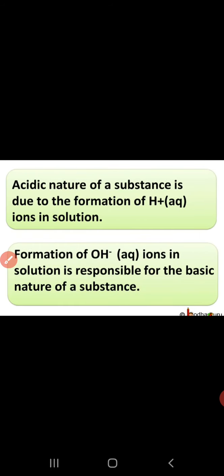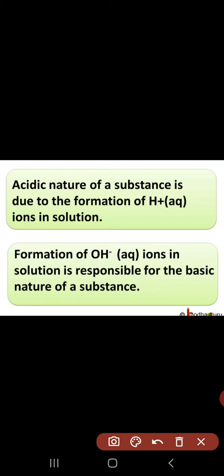Now, the acidic nature of a substance is due to the formation of H plus ion in the solution. How do we find the acidic nature? Due to the formation of H plus ion in the solution. And the basic nature, how is it formed? Due to the formation of OH negative ion in the solution.